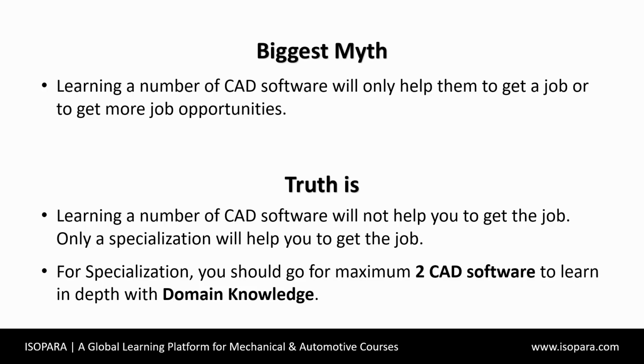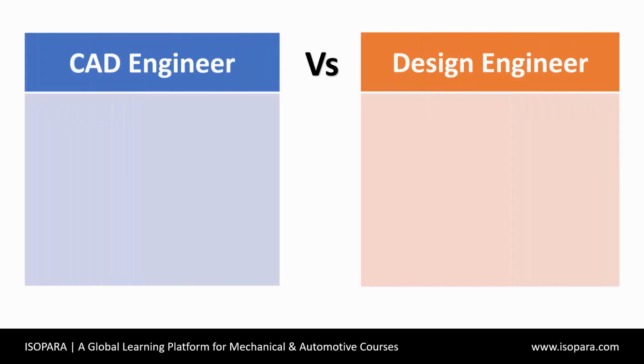ISOPARA always recommends to every candidate who wants to become a design engineer to go for one software learning only, with one domain knowledge. So now, how to decide which software we should choose with a proper domain, and what are the steps to choose it, all this we are going to see in detail in this video. But before that, it is important that you should know about the difference between a CAD engineer and a design engineer.